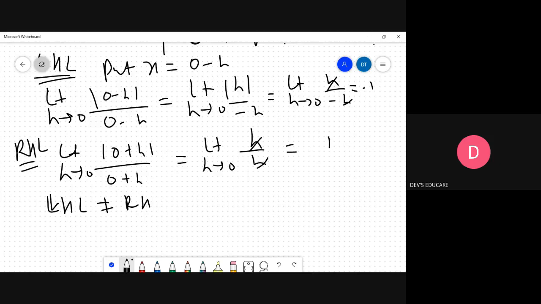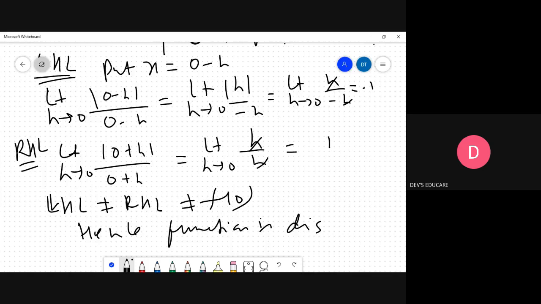The value of function at x equals 0 is also 0. So that is also not equal. So hence the function is discontinuous at x equals 0. Not at all points, it is discontinuous at x equals 0. Got it? Yes, sir.